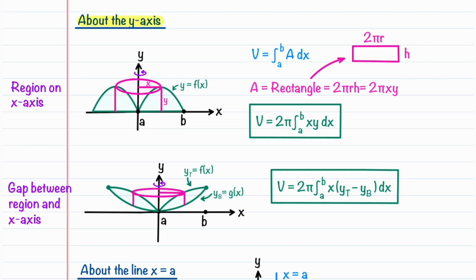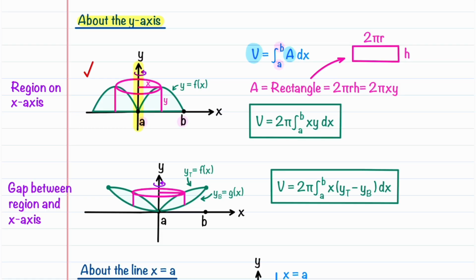In this first diagram, we have a region that sits on the x-axis. When we rotate this region about the y-axis, we get a solid of revolution that has cylindrical shell cross-sections. The volume of this solid of revolution is equal to the integral of this cross-sectional area from x is equal to a to x is equal to b.